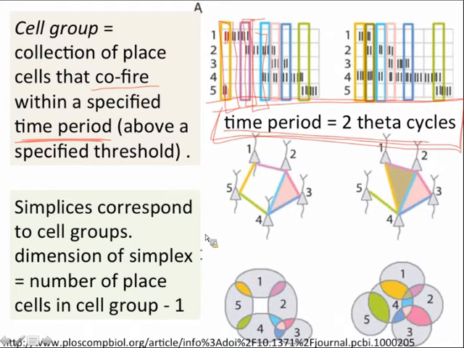So now we have our data. They created this experimental data, which is how each of the cells fire. From that we can determine the co-firing, and from that create the simplicial complex. And then the question is, do we now have the same topology as the actual environment?